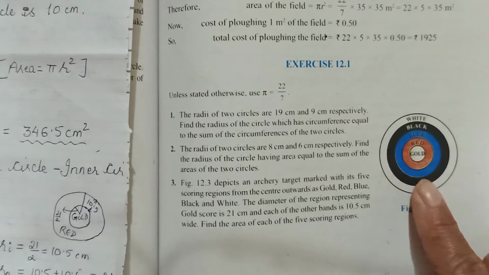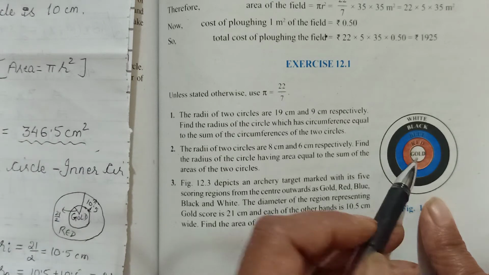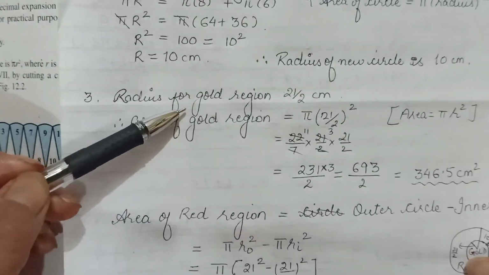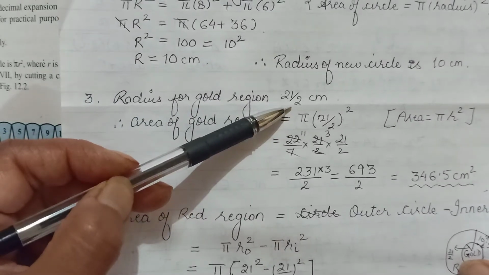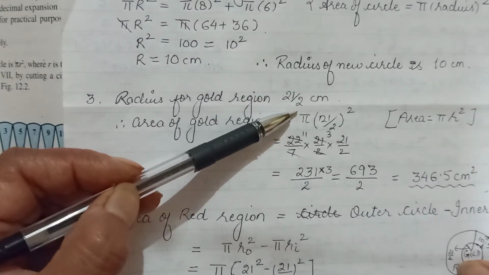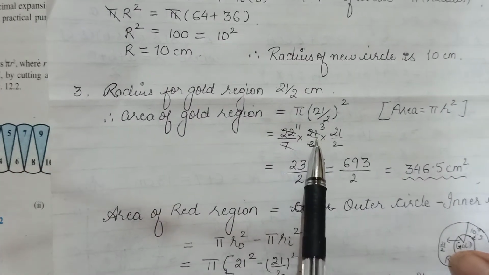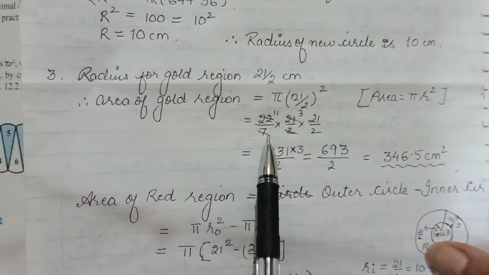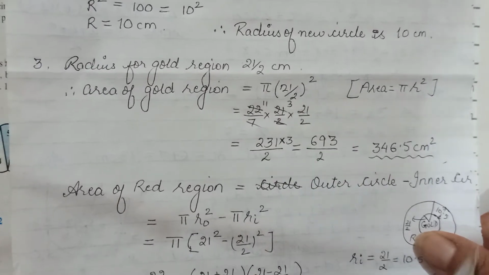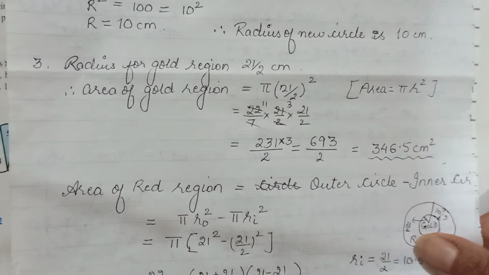For the gold portion it is quite simple, because gold is in a circular form. Straight away it is nothing but a circle, and the area of a circle we know is pi r square. The diameter of the golden region was 21, so its radius will be 21 by 2. Half we have taken. So the area of the golden region is pi r square. Putting the value of pi as 22 by 7, the 21 cancels, and we end up getting the area of the golden region as 346.5 centimeter square.